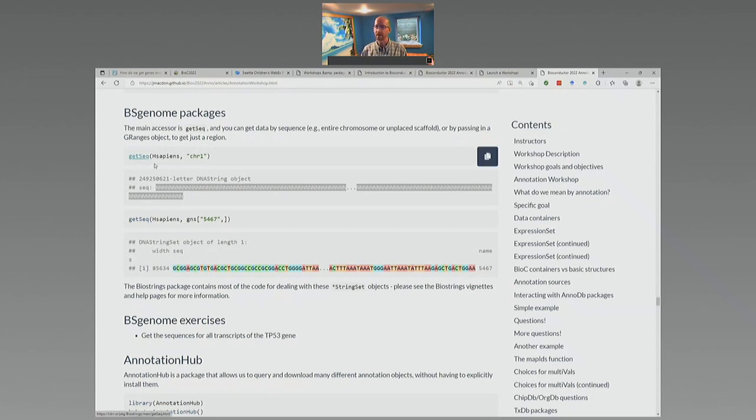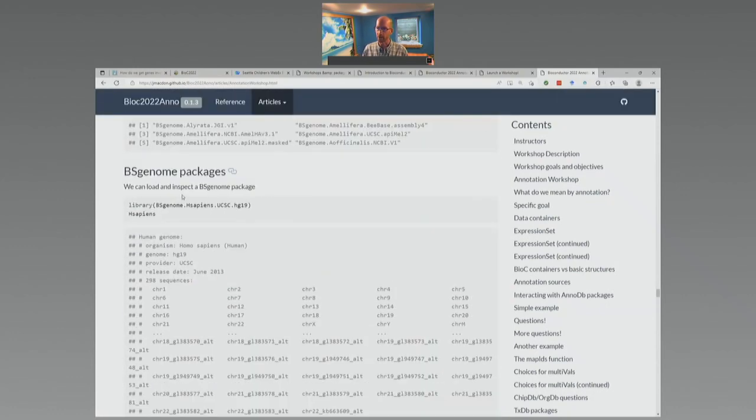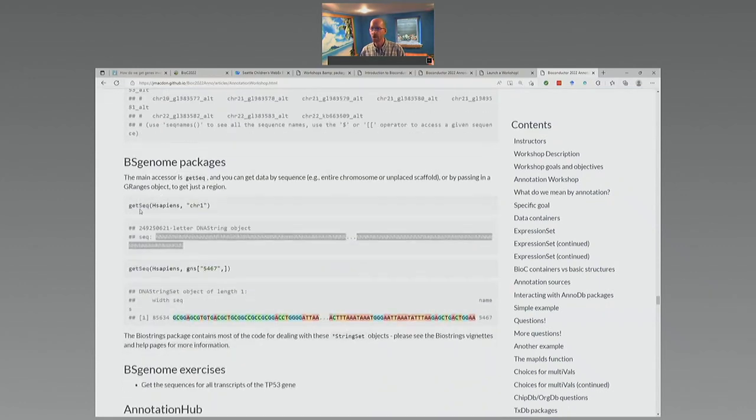So if we just say getSeq on each, another thing I didn't talk about: you get this short name with it, right? We could have typed this whole thing, but it gives you this short name. Hsapiens is the short name for the contents of this package. If we say getSeq from the Hsapiens package and we say chromosome one, it's going to spit out a 249 million long DNA string of all of the sequence for chromosome one, which obviously is super boring because the tails are all Ns. And you can't look at that much, right?